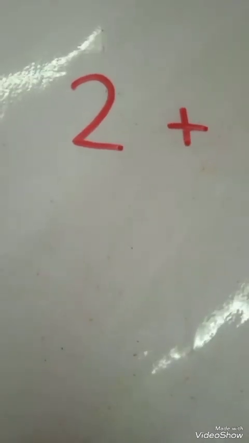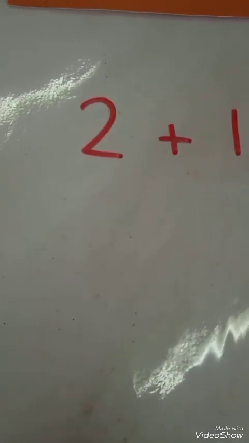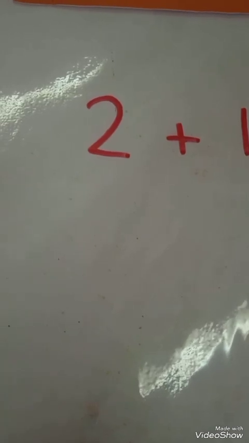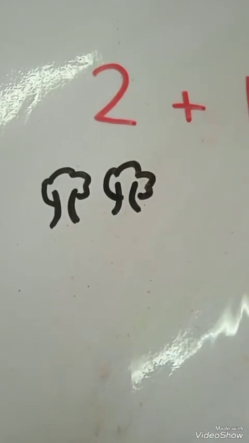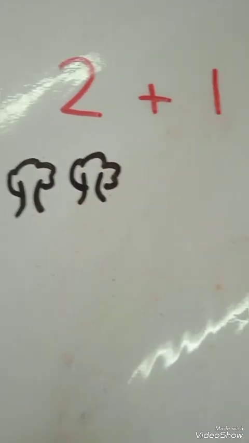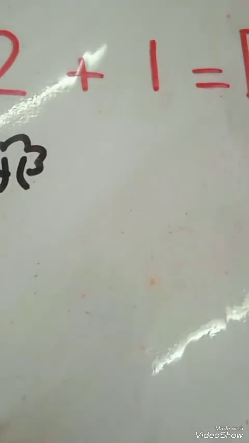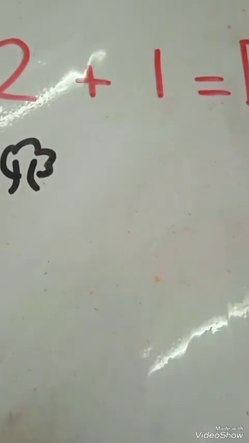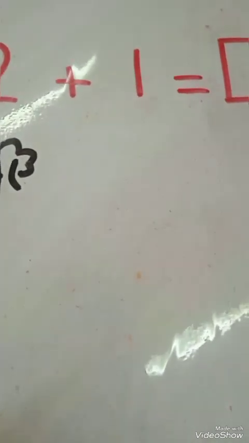all, which number is this? Very good. It's number 2. And now we will draw any two objects as you like. Now I have two trees, and then how many objects we will draw under the one? Very good. We will draw only one object because it's number 1.